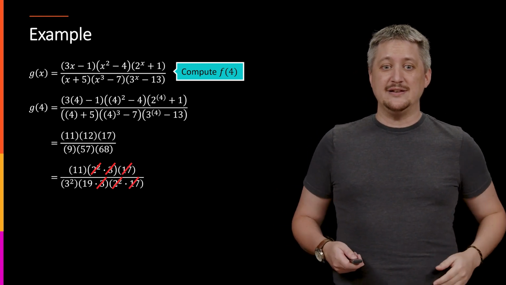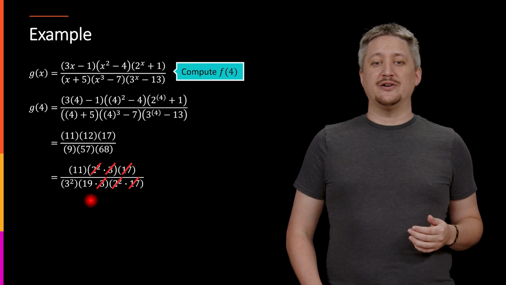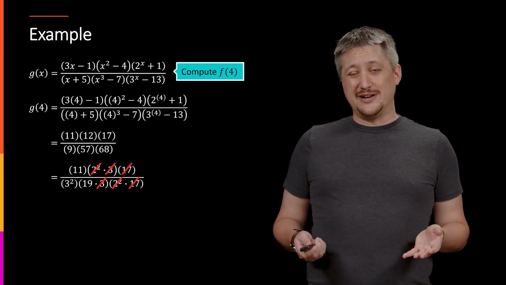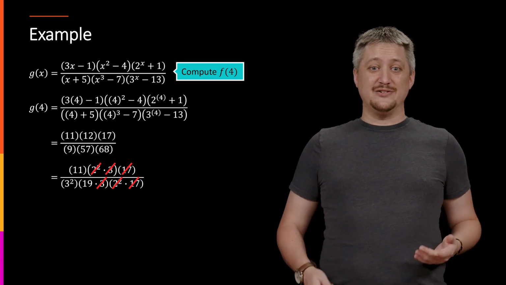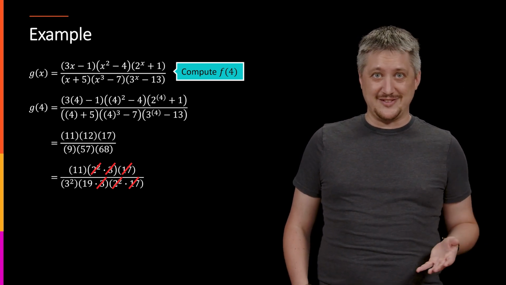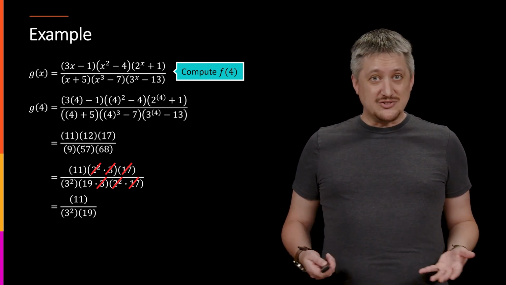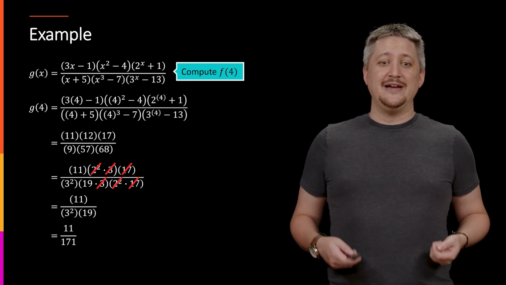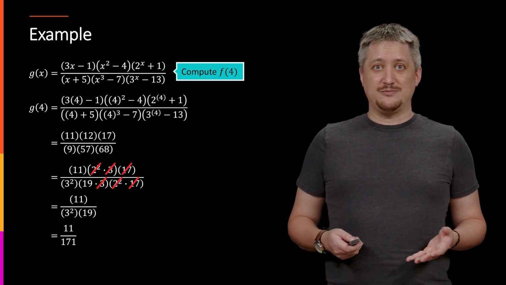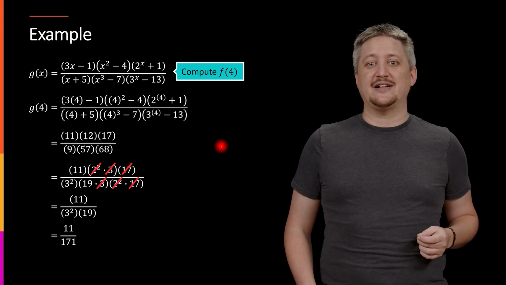Same with the 17. So now I'm looking at just 11 over 3 squared times 19. 3 squared times 19, not super fun to calculate, but a lot easier than 9 times 57 times 68, right? So looking at this now, much easier to do. Do that all out, I get 11 over 171. And the nice thing about this is it's already in simplified form, right? I don't have any common factor on the top and bottom because that's exactly what I got rid of up here.